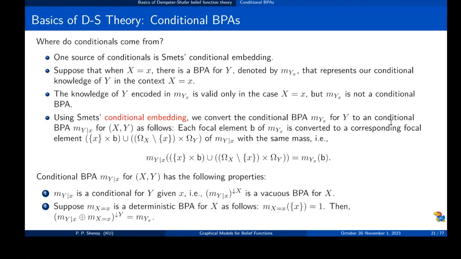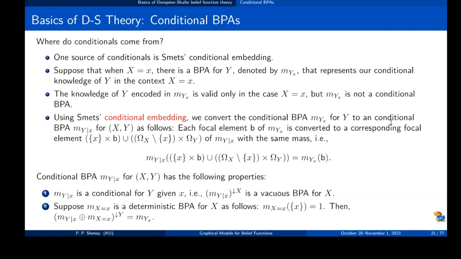It's really simple. When I know X is x, I have a BPA for Y, which is denoted by m_Y subscript x, that represents our conditional knowledge of Y in the context of X equal to x. But this is not a conditional in my sense, because its domain is just Y. The knowledge of Y encoded in m_Y^x is only valid for the case X equal to x. m_Y^x is not a conditional.